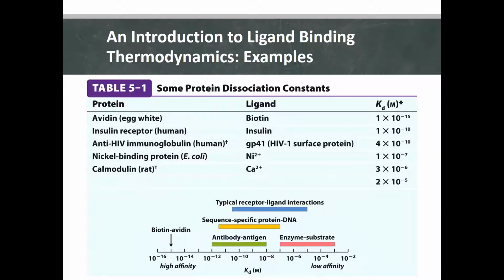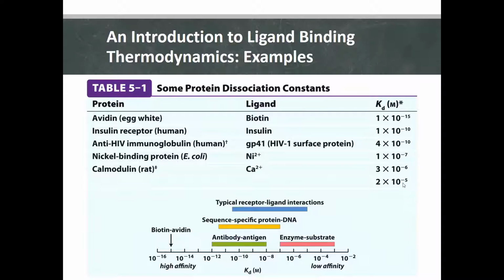Okay, now if we look at some experimentally determined protein dissociation constants, so these would be KDs, what you're going to see is that KDs for biological systems are going to vary across orders of magnitude. You're going to see proteins like avidin binding of a ligand biotin with affinities that are in the order of 10 to the minus 15th molar. So that is incredibly strong in terms of its interaction strength. That is tight binding, as we call it.